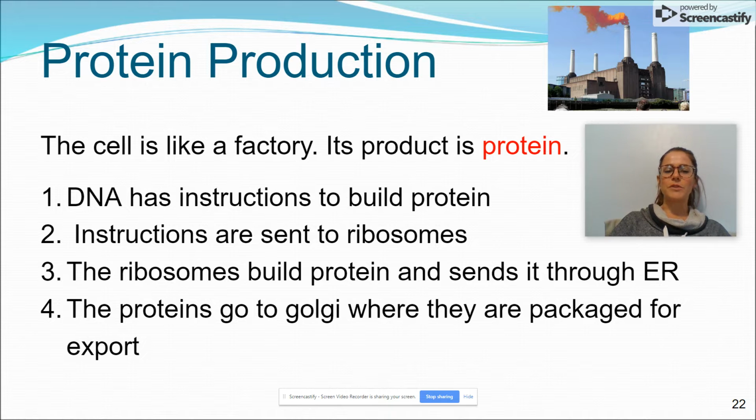So the ribosome builds the protein and sends it through the ER. The ER is basically a transport vesicle that transports it to the Golgi apparatus. The Golgi apparatus will package and sort the proteins, deciding what needs to go where, and then ship it to wherever it needs to go within the cell.